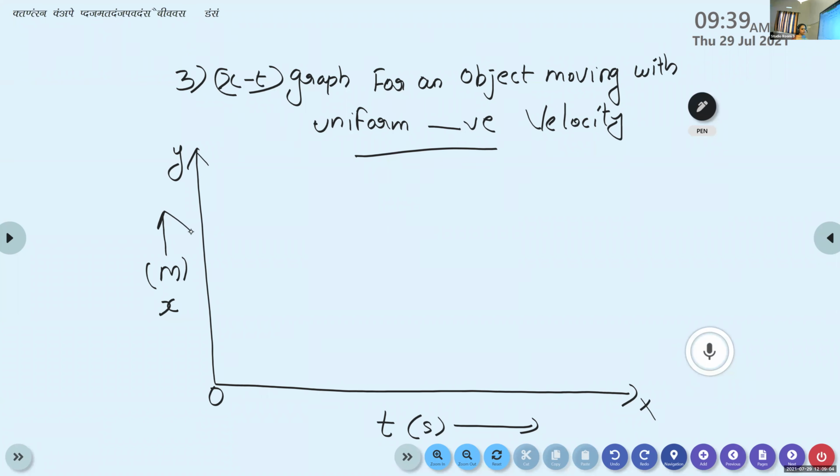Can you predict the nature of the graph? Uniform negative velocity. Then how will it look like? Negative velocity means velocity decreases. Here the velocity decreases with time. Or the motion of an object seems to be stopped or seems to be zero. Slanting, yeah. Then the graph will be like this.